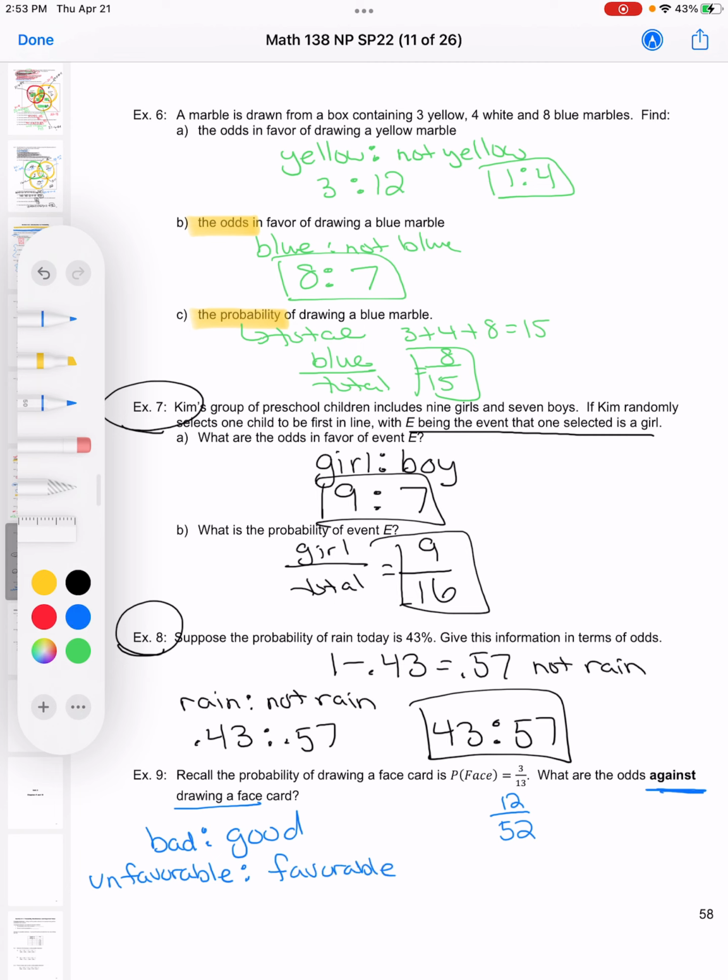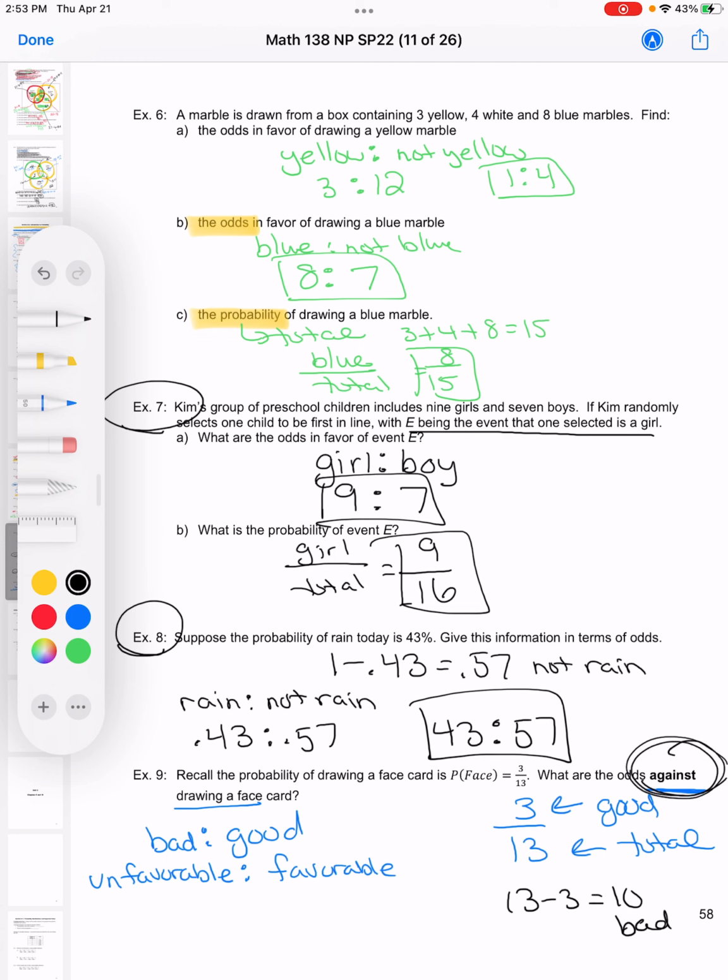So looking at my numbers here, that 3 over 13, I'm just going to write it a little bit larger. 3 is the good stuff, or the favorable, and 13 is the total. So that means 10 is the bad stuff. And since it said odds against, I'm going to put the bad stuff first and then the good stuff, but do not use the total.